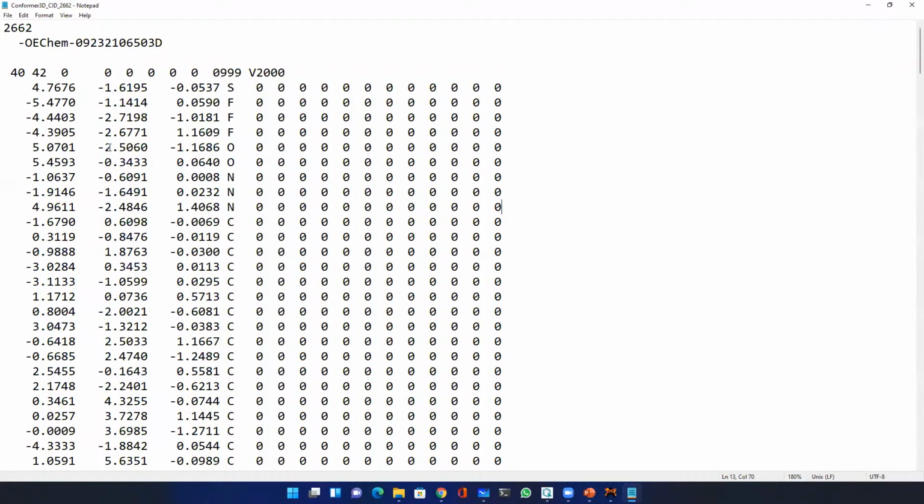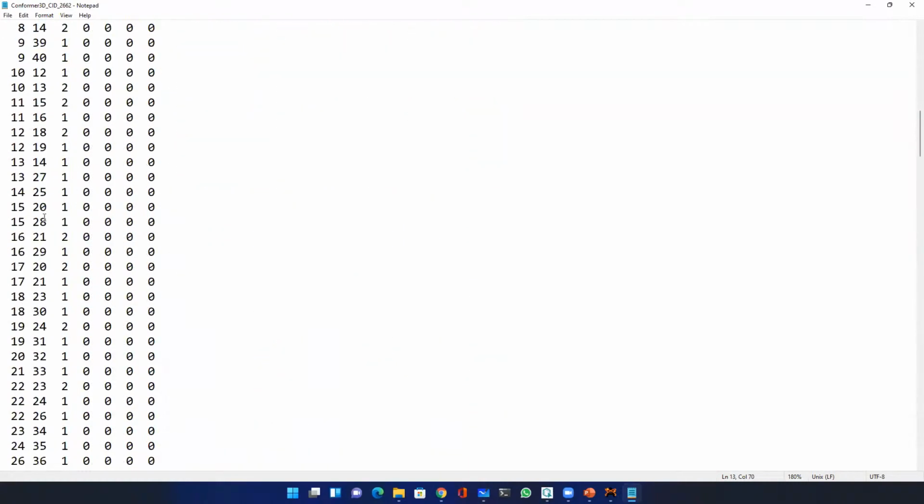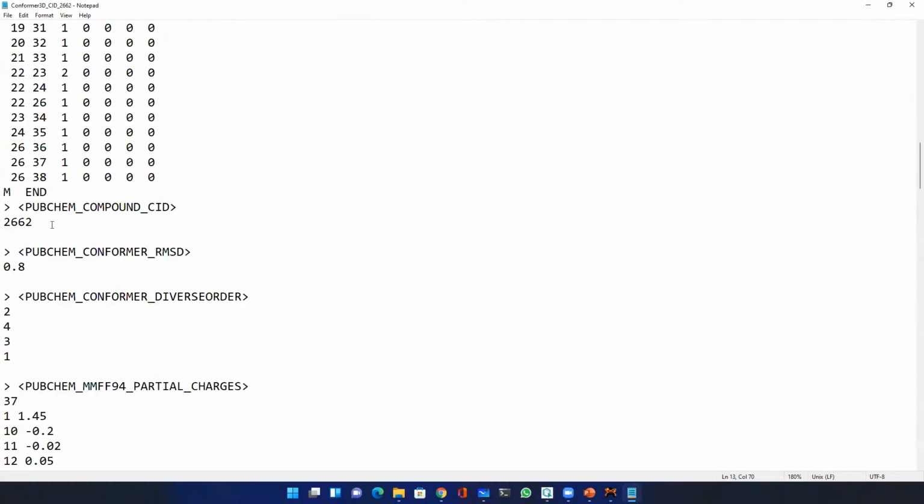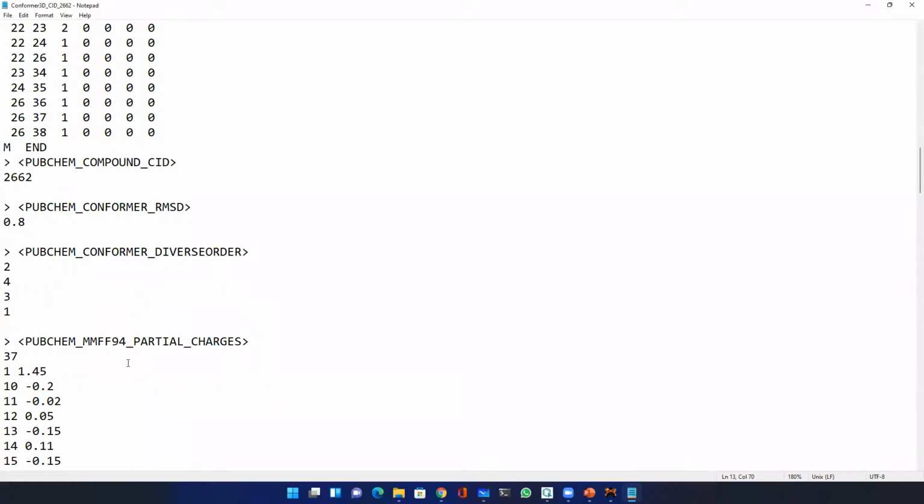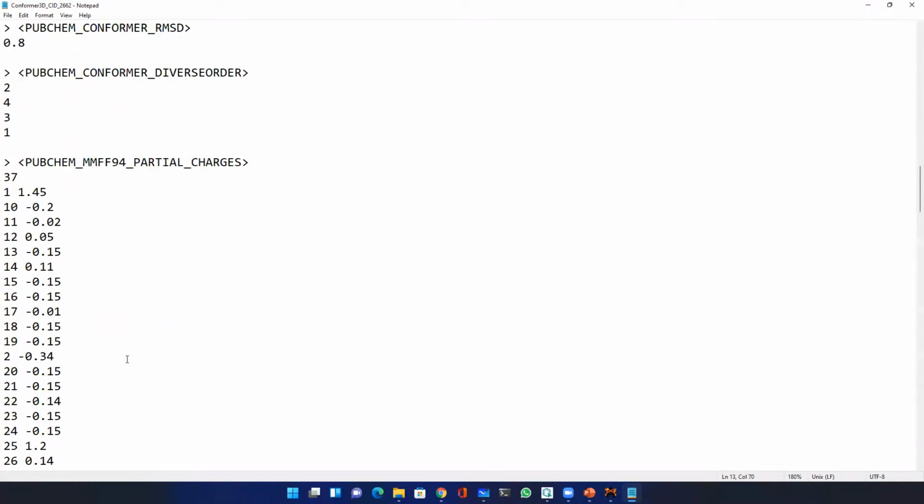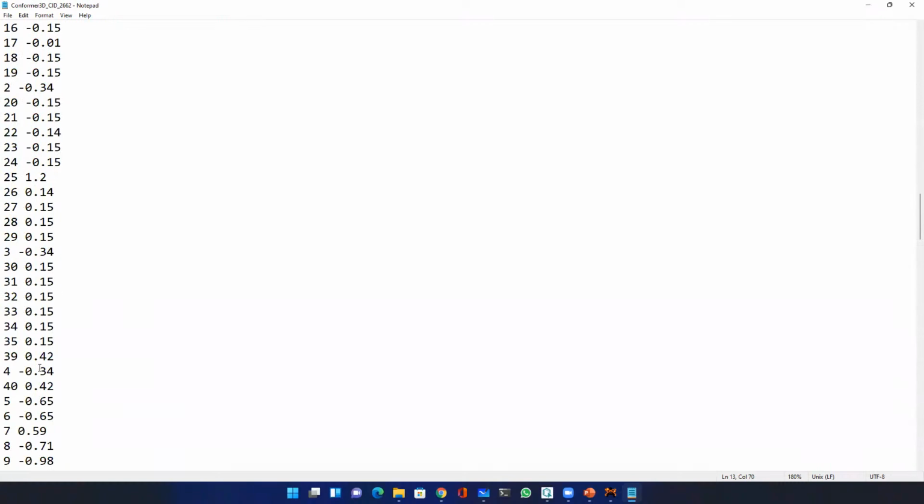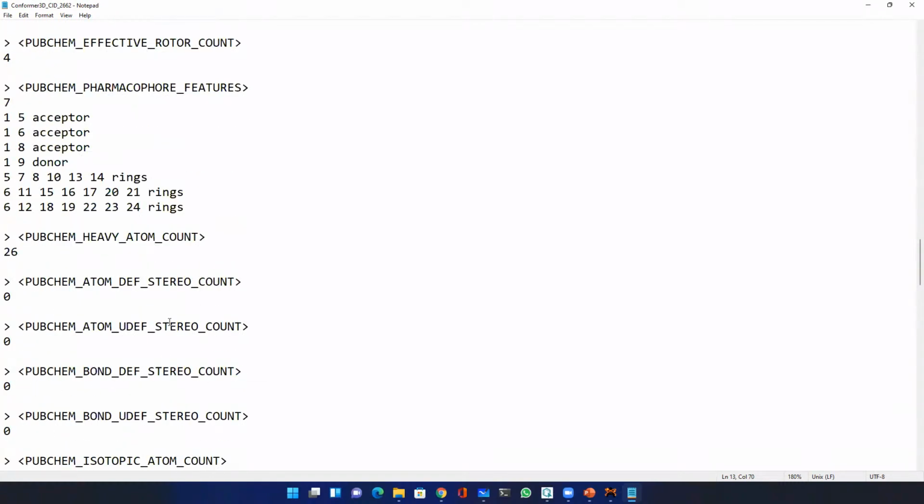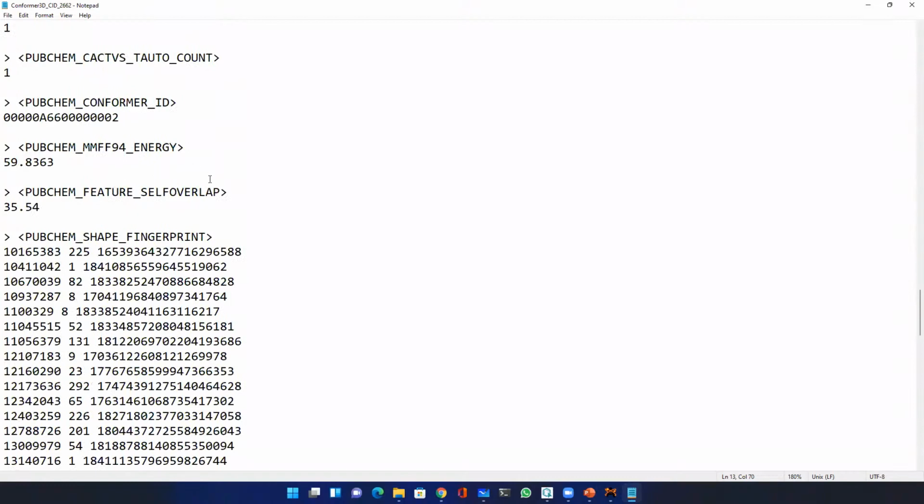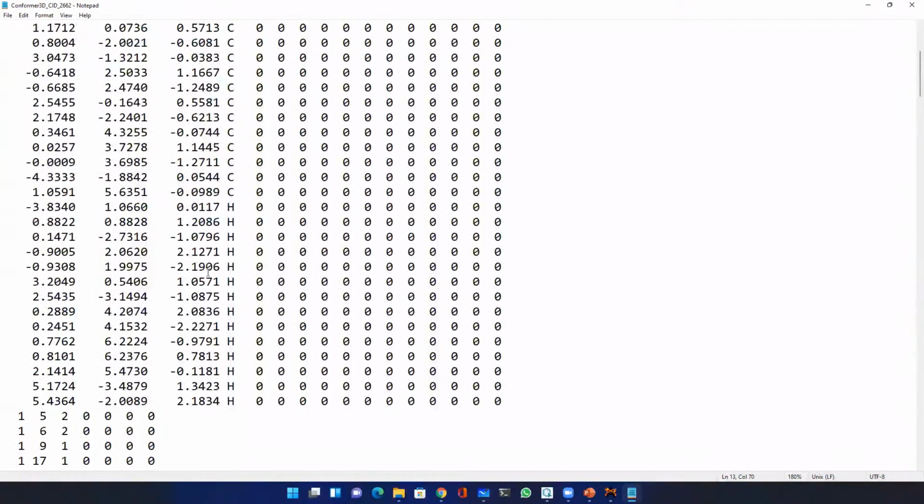We have X, Y and Z columns, and the types of atoms present. We have the connectivity table showing, and below that, it can alternately have a lot of extra information that can be used. So here we have some other data from the database, like the chemical and physical properties, the diversity order, the charges on every atom, and a lot of other things. The presence of hydrogen bond acceptor and donor and a lot of things are there. But right now we are only concerned about the coordinates.